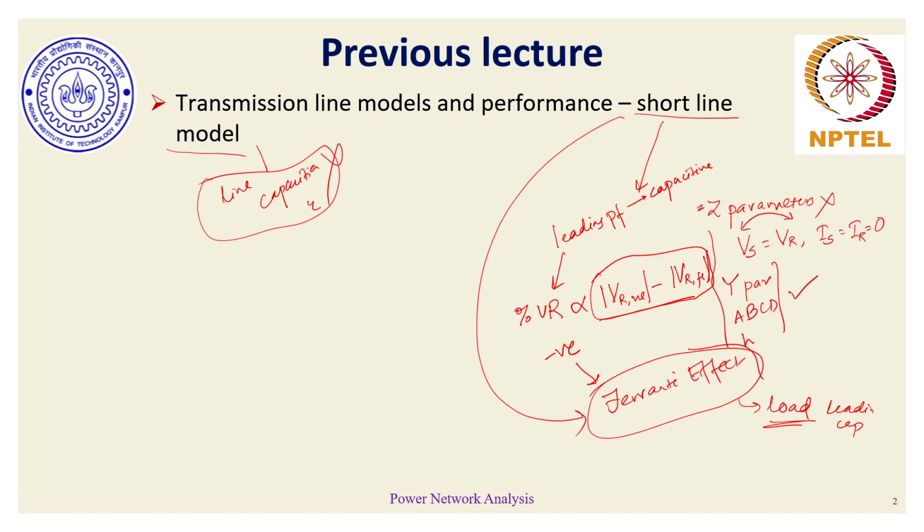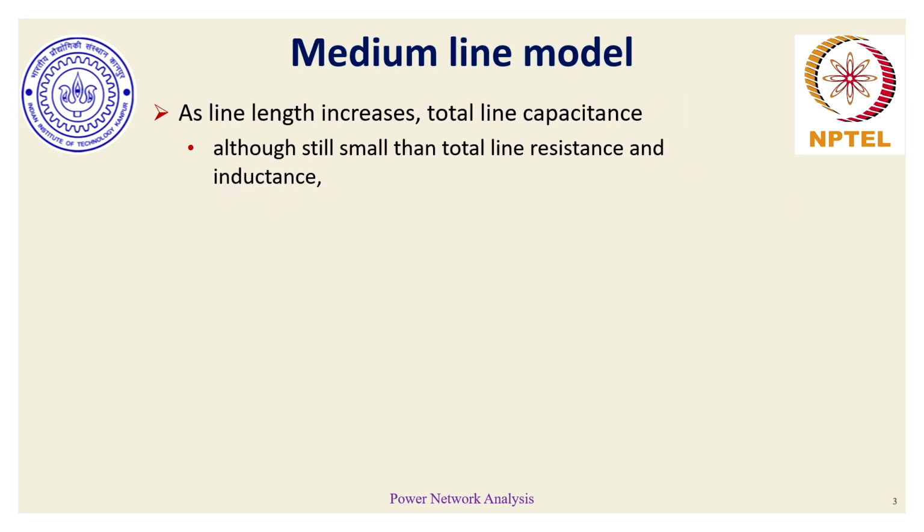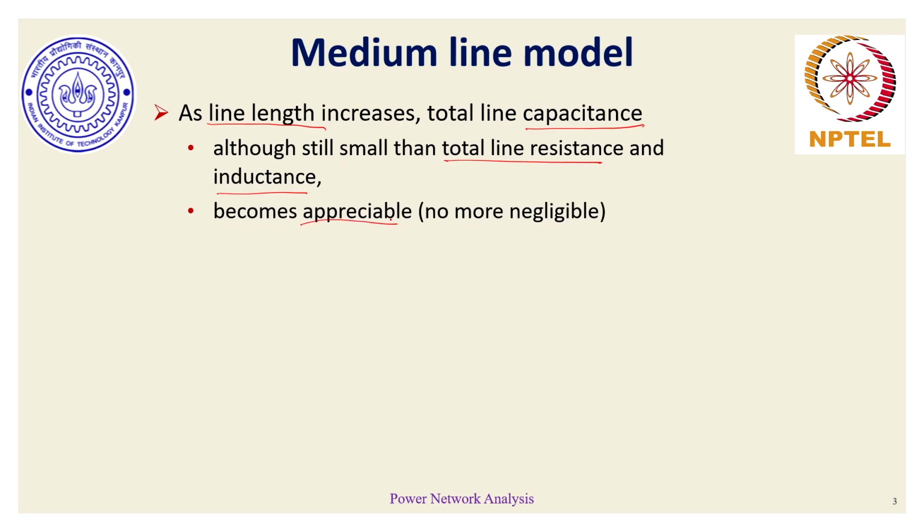So with that, now let's see what our medium line model is. As we all understand by now, as the line length increases, the total line capacitance, although it is still smaller than the total line resistance and inductance, its effect probably cannot still be considered negligible. The presence of total line capacitance becomes appreciable, and there comes a point, a line length or a voltage level, where this capacitance is no more negligible.